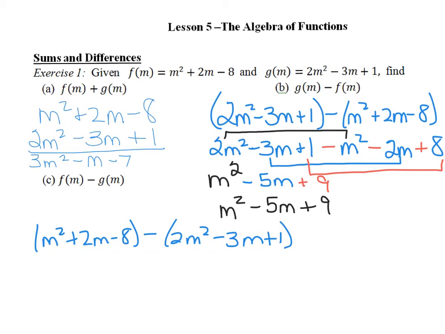Now take a minute and go ahead and do that subtraction, pause the video, and come back and check your answer. I got as my answer negative m squared plus 5m minus 9. If you need to, go ahead and change the signs of the second polynomial and add together your like terms.